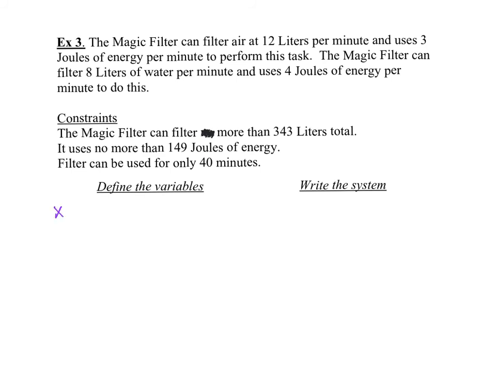x is going to be the number of minutes filtering air. And I'm going to make y the number of minutes filtering the water. There is no particular reason one of these is x versus y. It could have gone either way. But I define it so that the inequalities are consistent with which quantity is which.